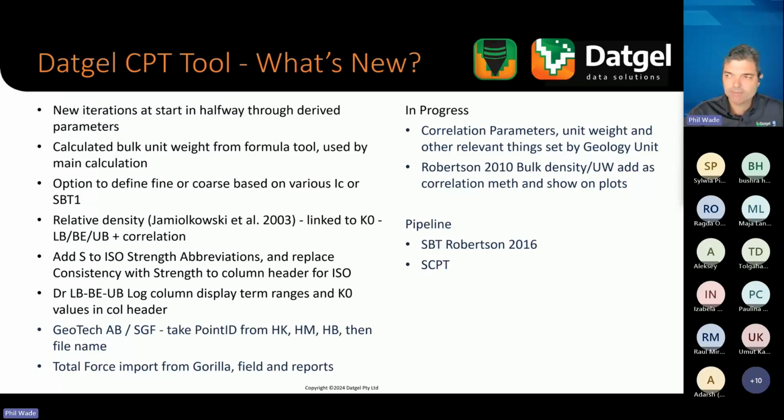In the pipeline, ongoing, we're ready to do this Robinson now. We've done these different iterations. Robinson 2016, that's sort of stopped us for a while. So I could get on with that. That's the next priority. And we're looking at seismic cone as well. It seems to be quite a common test now that people want. Now, how far we go with that is a question I haven't decided.